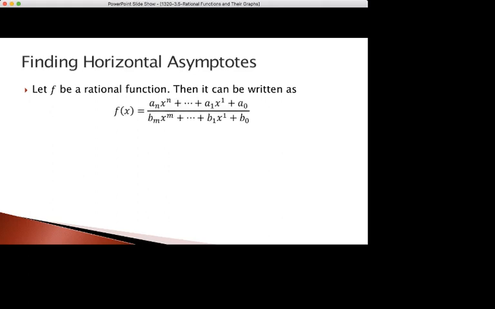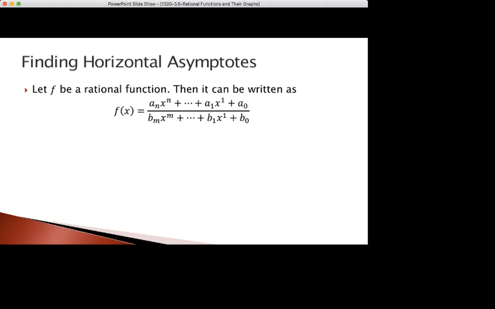Now, don't panic when you see that. I know that looks a little scary, but let's just break this down. f of x is equal to a polynomial of degree n with coefficients a sub n, a sub n minus 1, a1, and a0. These a values are just real numbers, the coefficients of this polynomial. In the denominator, we have a polynomial of degree m with these b values for coefficients: b sub m, b1, b0. These are just coefficients of the polynomial in the denominator.